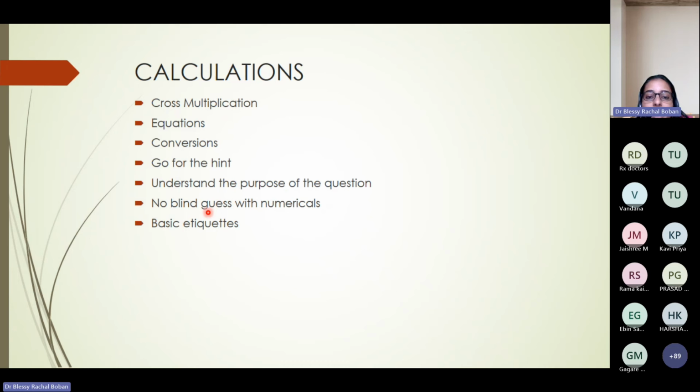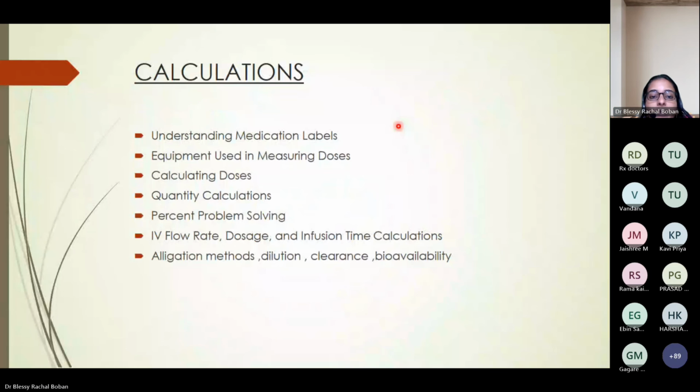You cannot make any blind guess with numericals. You have to read the question and understand the purpose of the question. Simply, if you see 500 ml, don't assume you multiply or do something. Don't make such assumptions. You have to understand the purpose of the question, and follow some basic etiquette, like you cannot mix up units. 1 mg and 1 gram you cannot put in the same question and calculate. You have to convert as per the requirements.